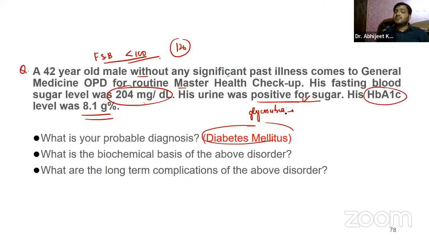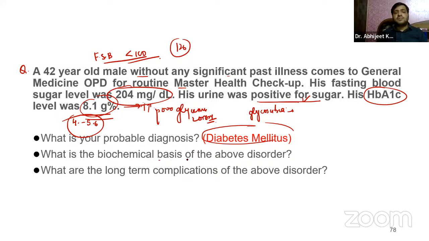HbA1c basically measures the average of sugar over three months. And you can see the normal is basically between 4 to 5.6. Over here it is 8.1. It's severely increased. It's poor glycemic control, guys. Poor glycemic control in the last 3 months. So that is what you have to remember over here. That is diabetes mellitus.